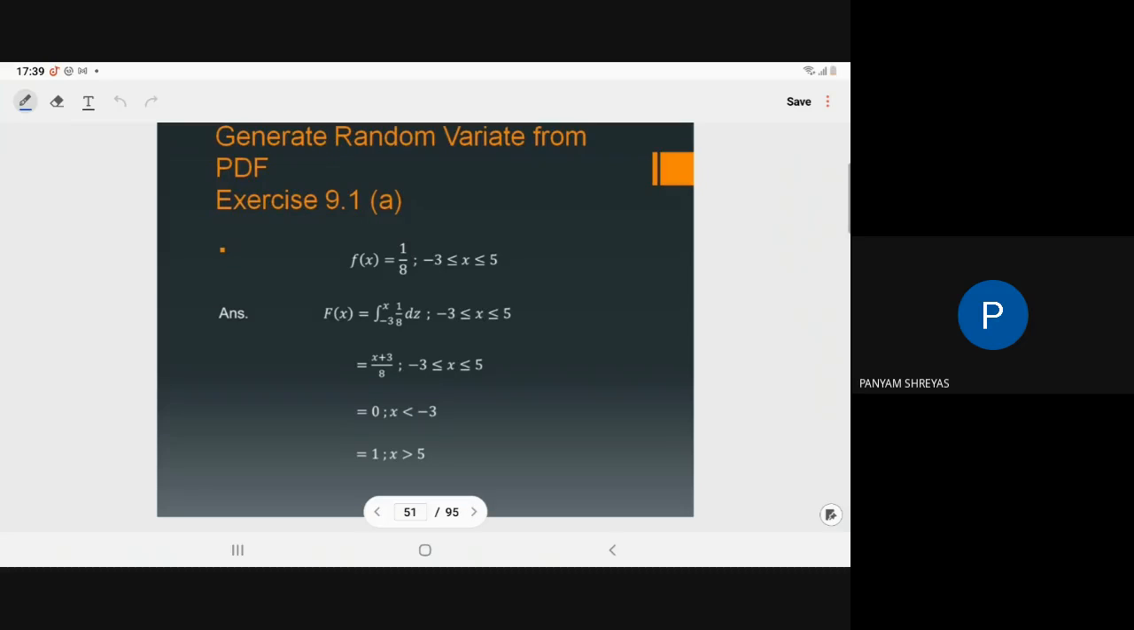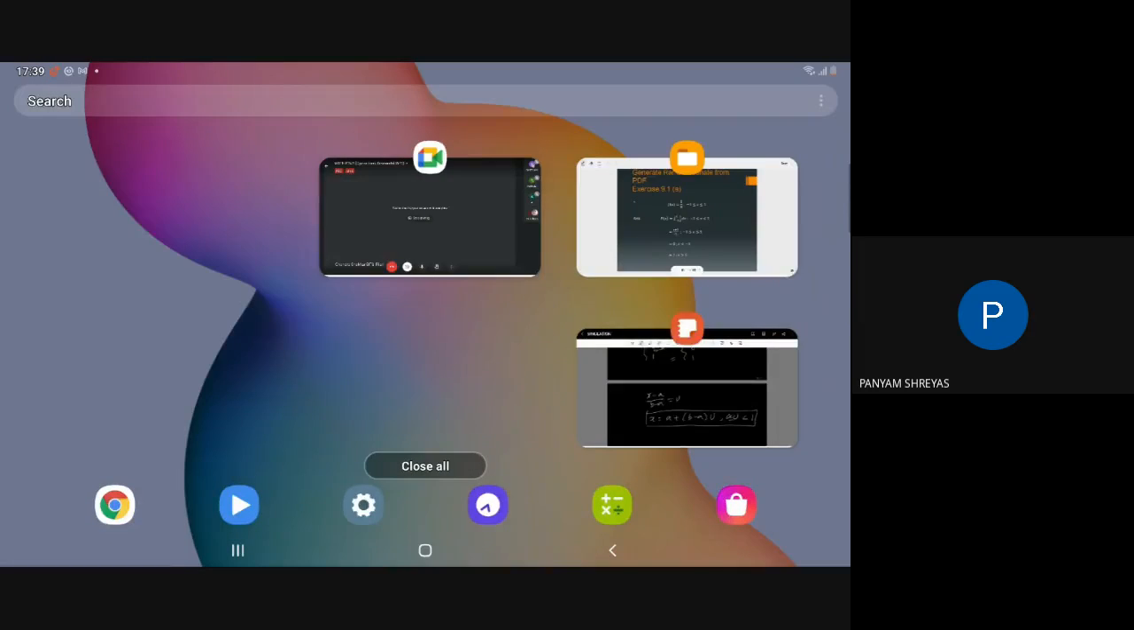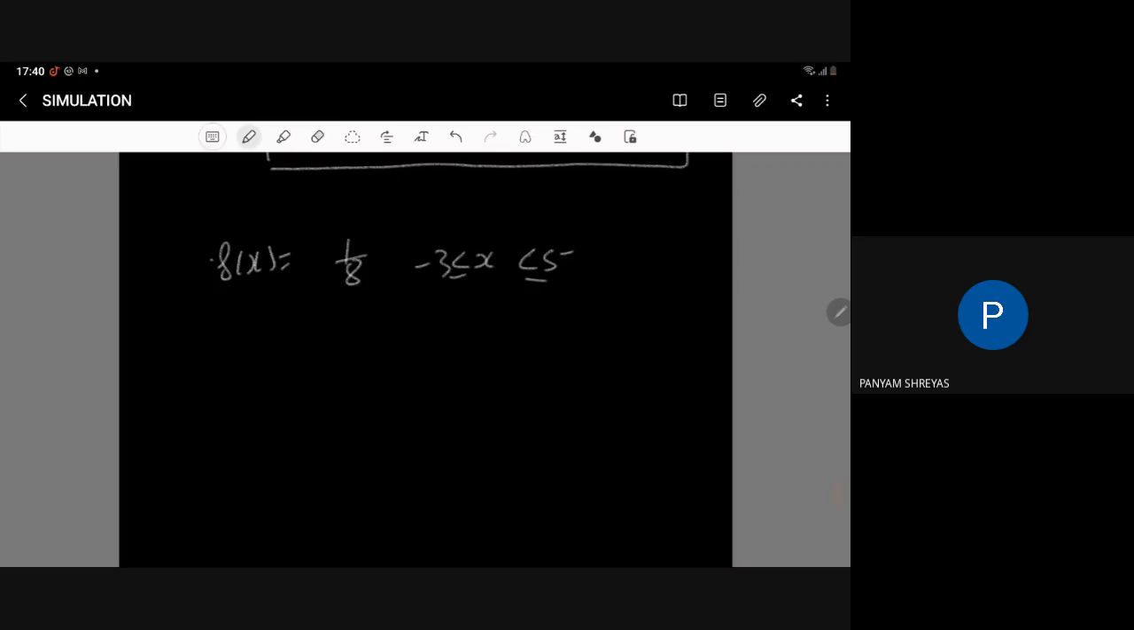Let us generate the random variable. This is the book example, an unsolved example. Generate a random variable from the PDF. Exercise 9.1a: f(x) is equal to 1 upon 8, and x varies from -3 to 5. So here f(x) is given as 1 by 8 for x from -3 to 5.